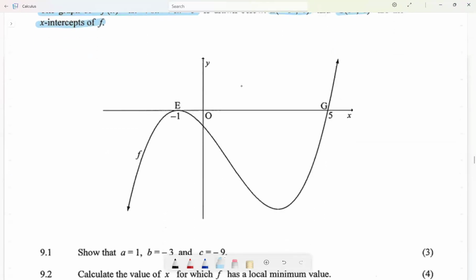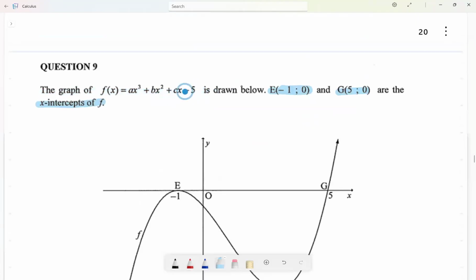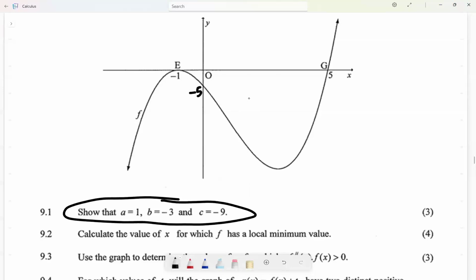Okay. You can see the x-intercepts like that. And then we now know the y-intercept. Remember, the constant here is the y-intercept. So the y-intercept here is −5. Remember, if I were to let x equal 0, it's going to be 0 for this one, 0 for this one, 0 for this one, and −5. So it is the y-intercept. Show that a = 1, b = −3, and c = −9.